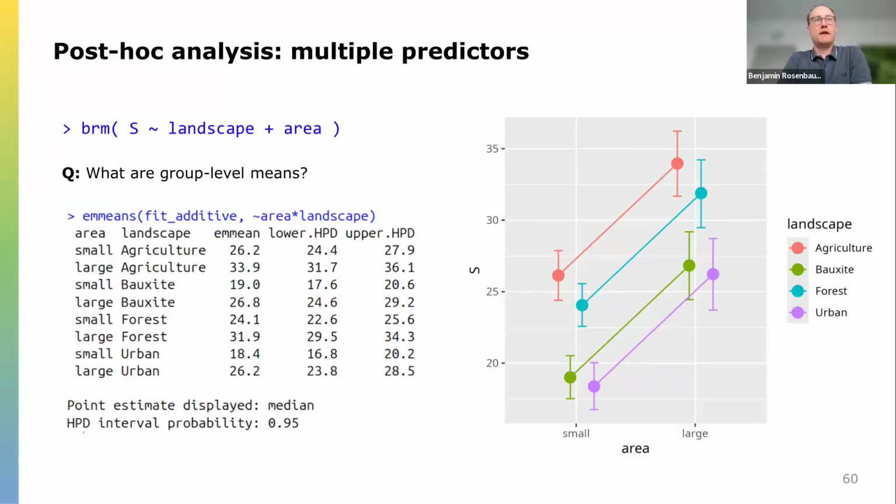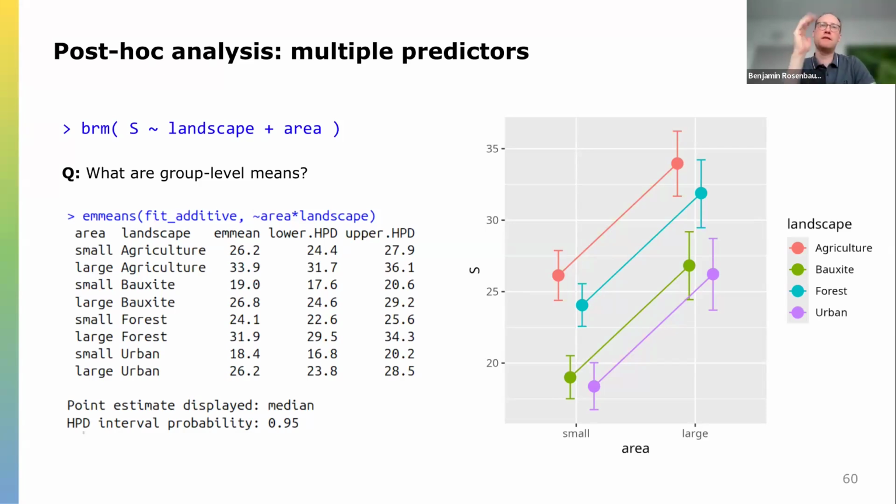So if you have multiple predictors, again, sorry, there's a typo. So this is the additive model. So landscape plus area, but in the means, oh no, sorry, all good, all good. It's all fine. I was confused. So we have the model which is landscape plus area. If I correct for the area effect, is there still a difference in landscape, or the other way around?